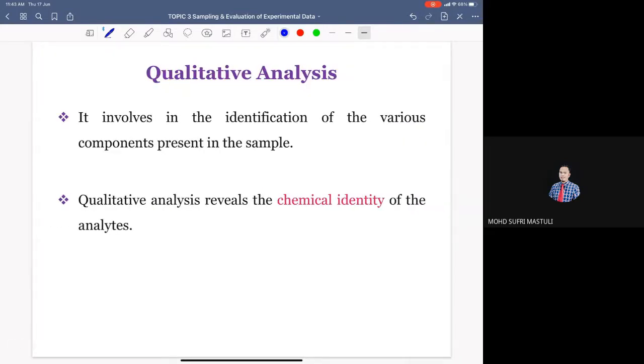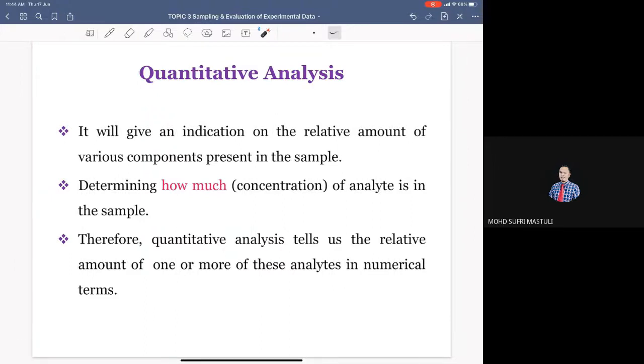As we learned in the previous topic, we covered a little bit about what is qualitative and what is quantitative analysis. As you remember, the qualitative is about we want to know the chemical identity of the analytes present in the samples. However, for the quantitative, it's more to about amount. We analyze or we determine what is the amount, meaning that how much, in terms of concentration or in terms of mass of the analyte in the sample that we analyze in the lab.